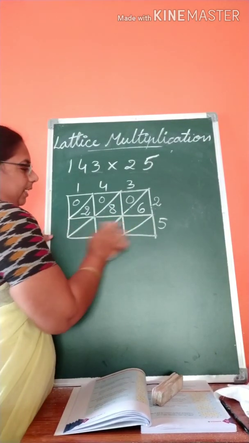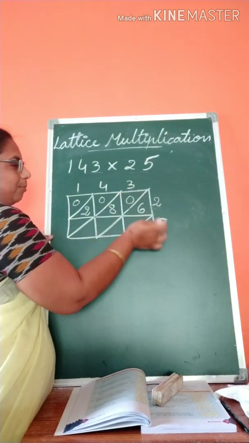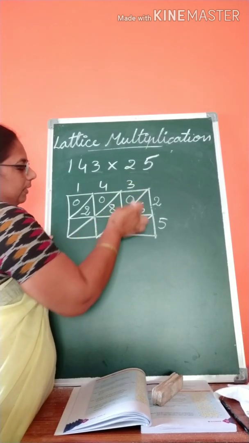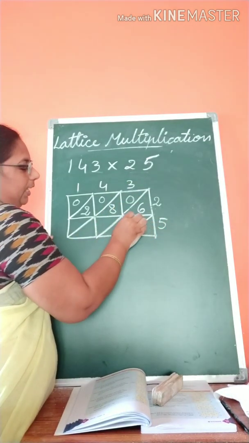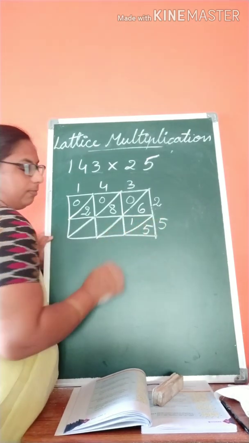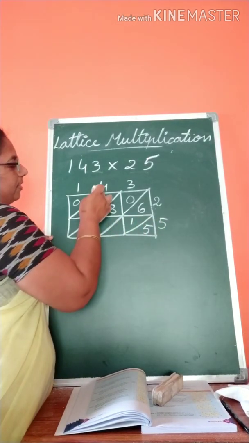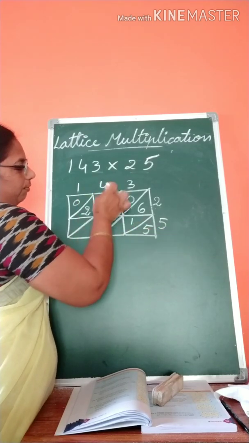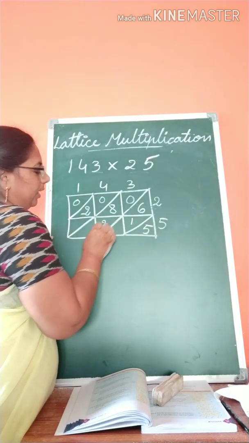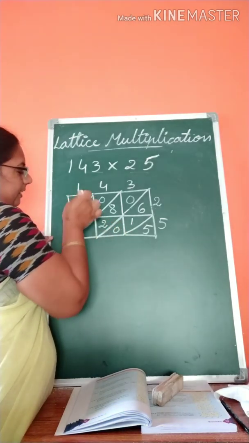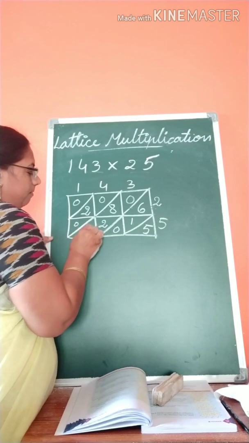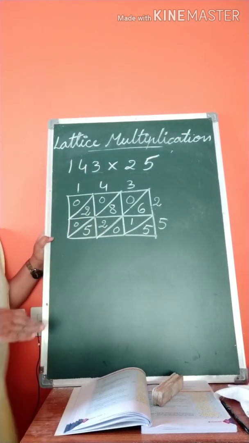Now coming to the second row, we have to multiply all these numbers with 5 in this row. Okay, now 3 5s are 15, can be written as 1 5. Okay, next coming to this box, it is 4 into 5. 4 5s are 20, 2 0. Next coming to this box, 1 5s are 5, 0 5. Okay, up to here multiplication is completed.